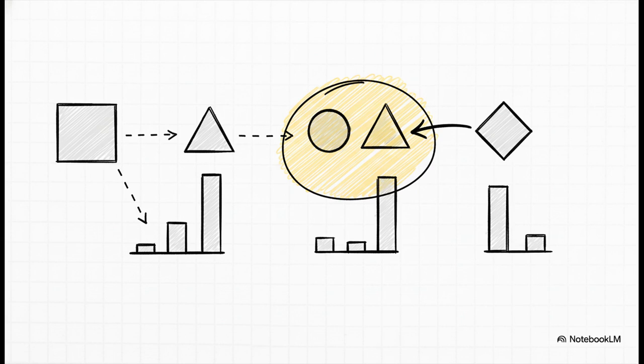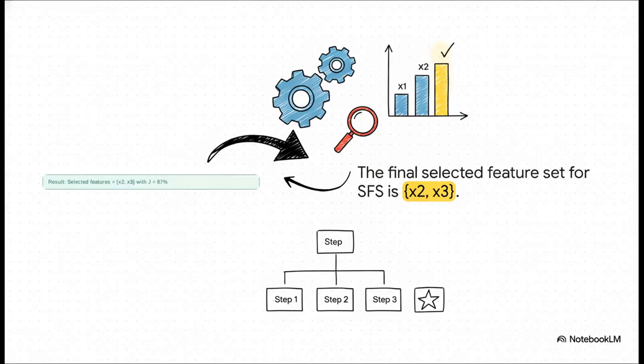Now, we lock in X2. We don't touch it. SFS then tries pairing it with each of the remaining features to find the best possible partner. And it turns out the combination of X2 and X3 is the power couple. They give us the highest score. That's our second block. And since our goal was just to find 2 features, we stop right there. The builder has done its job. It's constructed its optimal set, X2 and X3. It's a really simple, logical, step-by-step process.